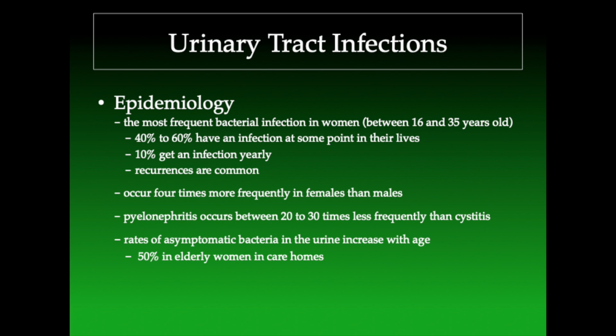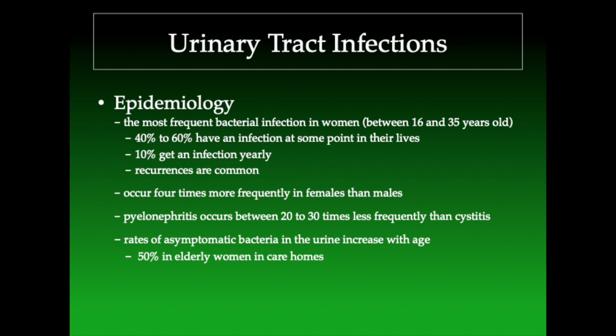Urinary tract infections are the most frequent bacterial infection in women. They occur most frequently in women between the ages of 16 and 35 years old. At some point in their lives, 40 to 60% of women will have an infection. 10% of women will get an infection yearly, and recurrences are common, so many women tend to get a second infection or more within a year.